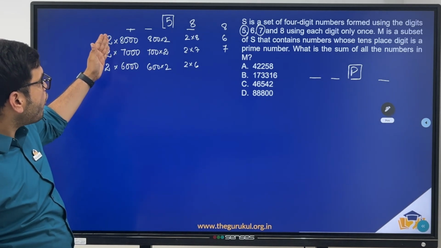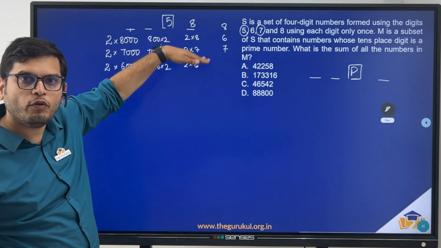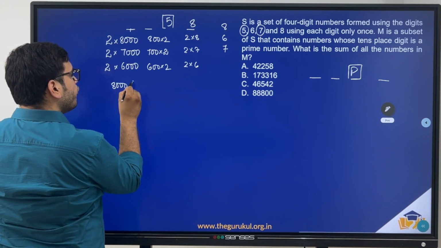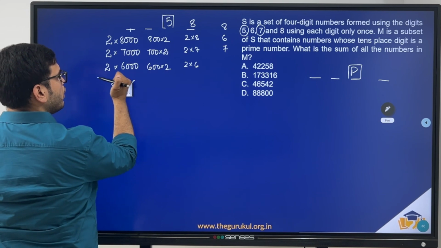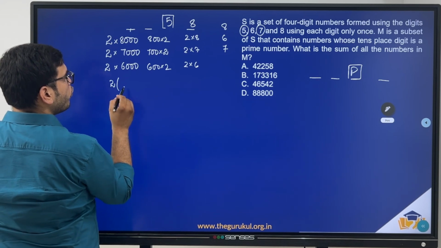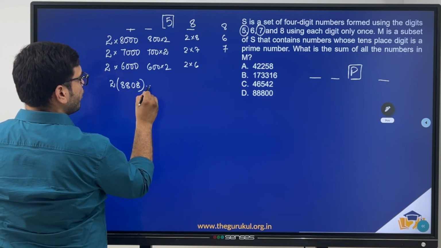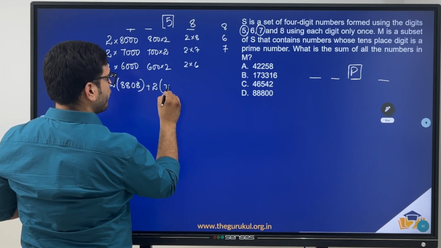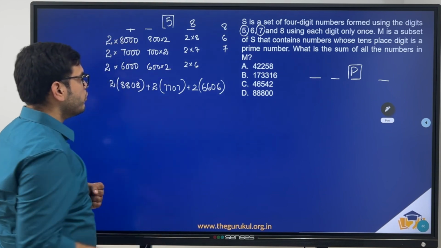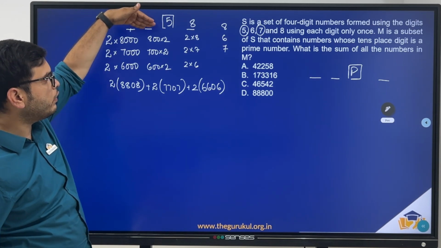Now this would be the sum of the thousands place in all the numbers, hundreds place in all the numbers, and units place in all the numbers, right? So I can take first 8,000 common. If I take 2 common, what do we have? 8,000 plus 800 plus 8, 8808, plus 7707, and 6606. Right? Now these are the sum of the values in thousands place, hundreds place and units place.